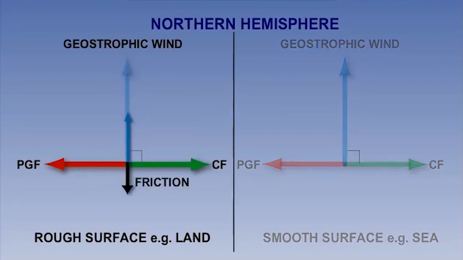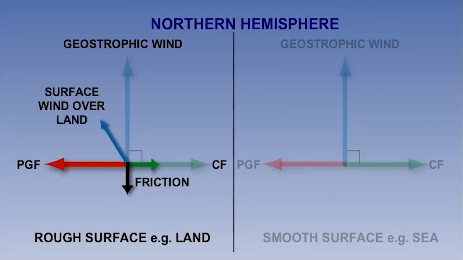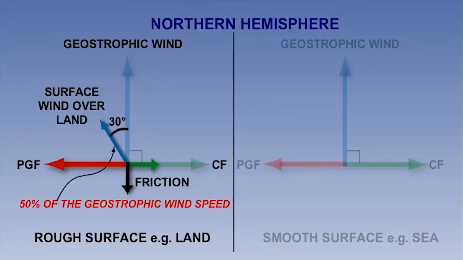If the surface is very rough, then we would expect the surface wind to be much slower than normal. This means that the Coriolis force would be much smaller than normal. Remember, the Coriolis force is proportional to wind speed. As a result of the large imbalance of forces, the surface wind will be massively deflected from the geostrophic wind. In fact, this deflection can be quantified. The angular deflection is approximately 30 degrees, and the surface speed approximately 50% that of the geostrophic wind speed.